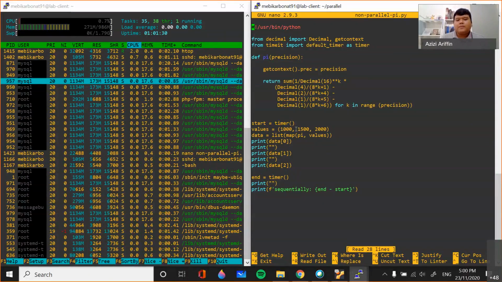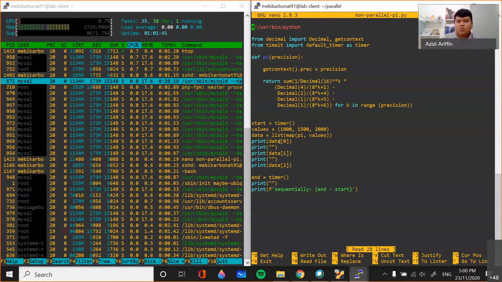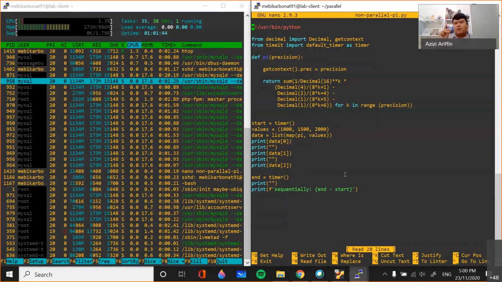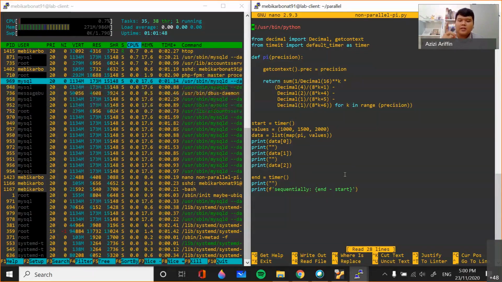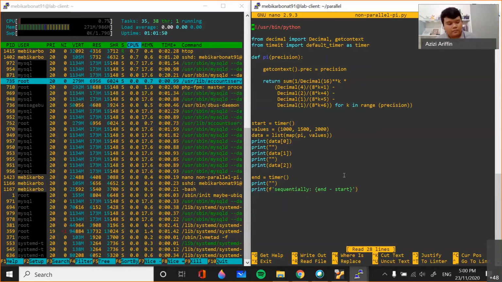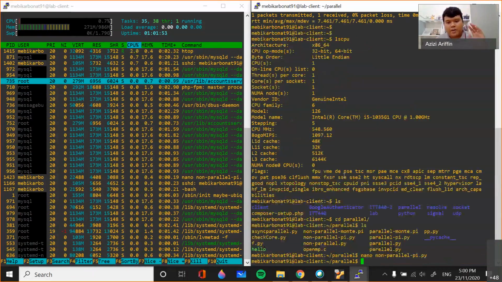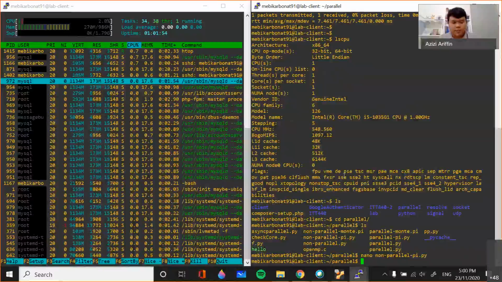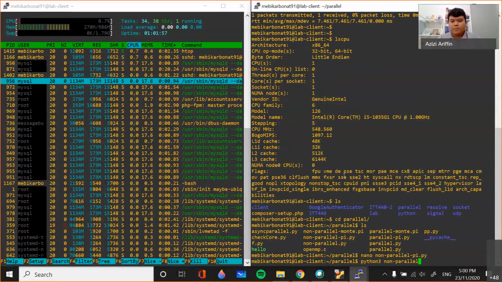So senang cerita sini kita ada 3 value. Dia akan simpan list ni dalam bentuk array lah. Dia akan simpankan 3 value of different pi punya position dekat dalam array data. So kita ada data 0, 1, 2. Senang cerita kita nak buat 3 calculation pi with different precision, single serial processing. Okay, so kita tengok berapa lama dia ambil. Okay, so kita try python3 non-parallel pi.